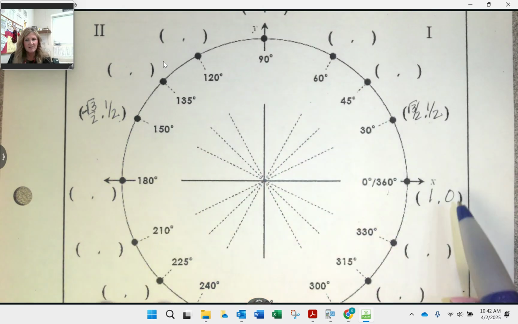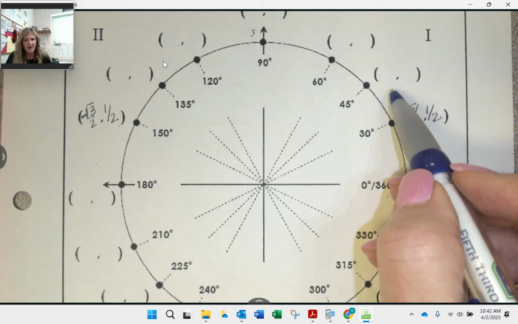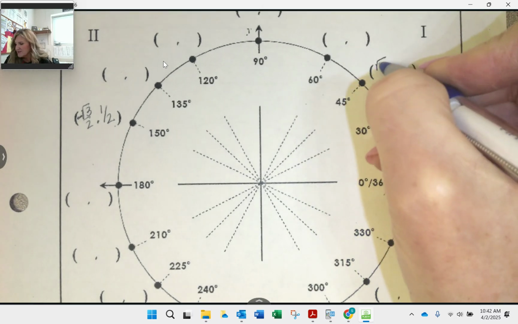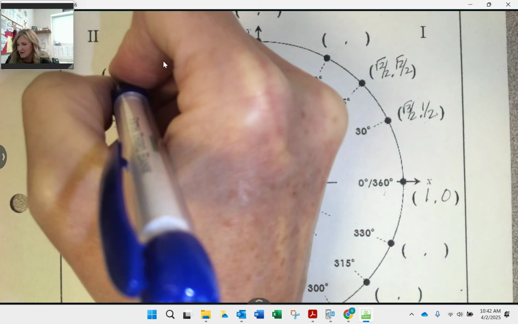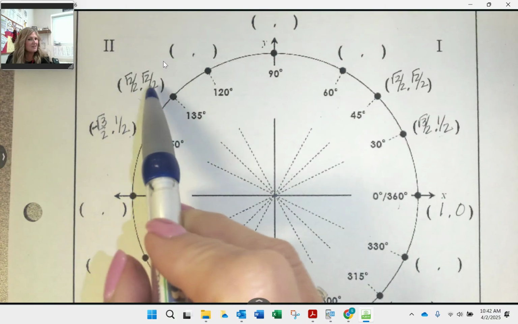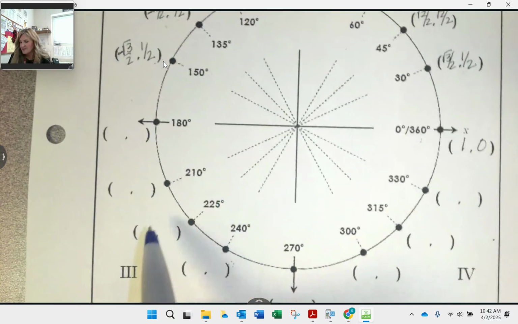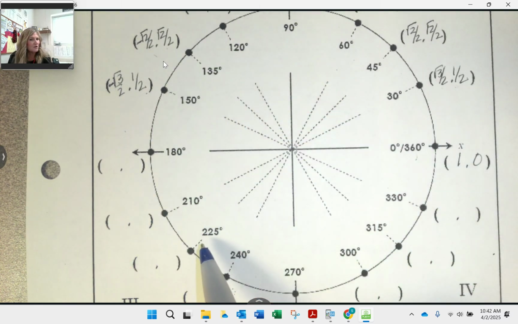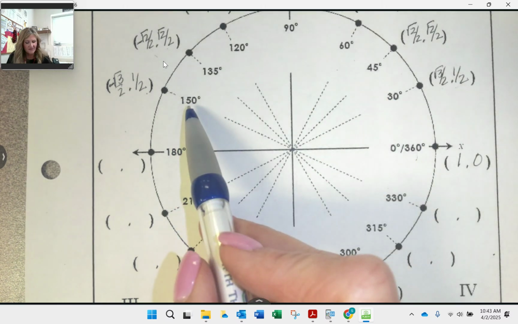Okay, let's do another one. 45 degrees. Can you think of what that point was? Can you remember it? Great. It's just patterns. And so this has to be radical 2 over 2. But which one would be negative, the x or the y? X. Okay, let's go down into this quadrant. I should be doing these at the same time. Which angle in the third quadrant has the same reference angle as 30 and 150?